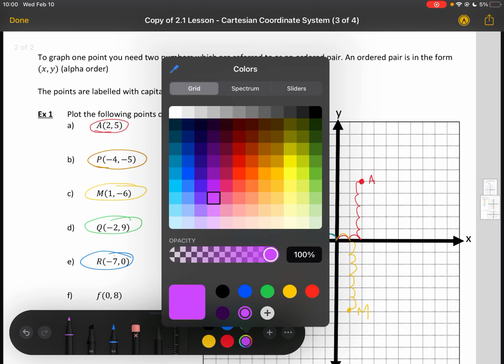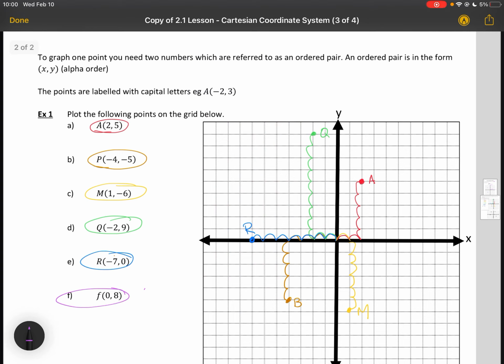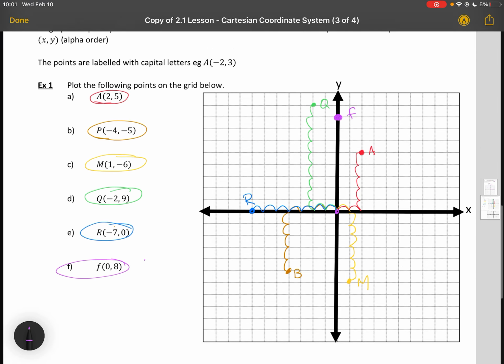And then my last one is F. I've got 0, staying where I am on the x, and I'm going to go all the way up by 8 right on that y-axis. So I've got point A in quadrant 1, point Q in quadrant 2, point B in quadrant 3, and then point M in quadrant 4.